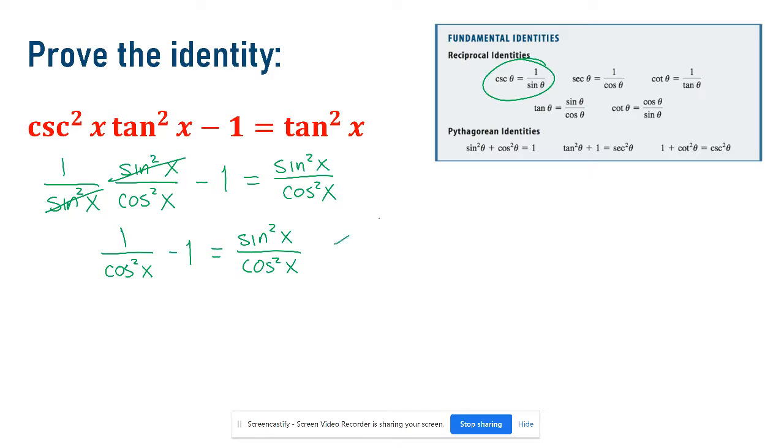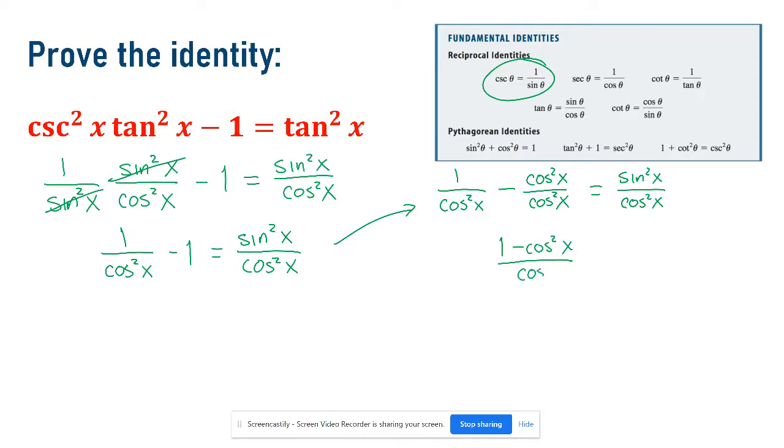First way I'm going to do it is with the common denominator. I'm going to take that negative 1, and I'm going to make that 1 cosine squared of x over cosine squared of x. Because I know anything over itself is 1. That is equal to sine squared of x over cosine squared of x. Going to combine my fractions now. So I have 1 minus cosine squared of x over cosine squared of x equals sine squared of x over cosine squared of x.